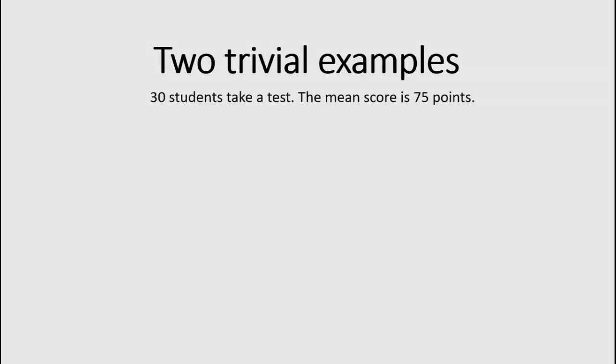Suppose we have 30 students that take a test and their mean score is 75. Now, this gives us a sense of the center of the class, but it doesn't tell us anything about how the individual scores are spread around that center, that mean of 75. So let's consider two very different scenarios in which the mean could be 75 points. First, we'll suppose that every student earned 75 points on the exam.